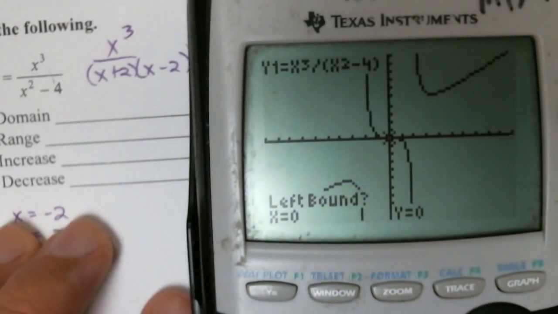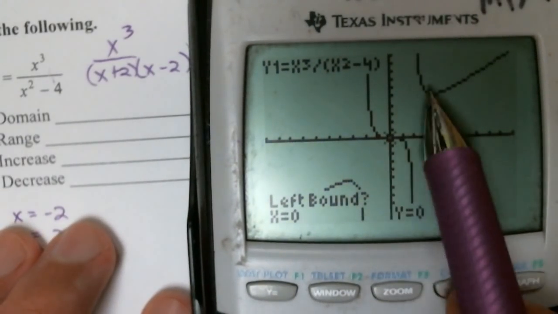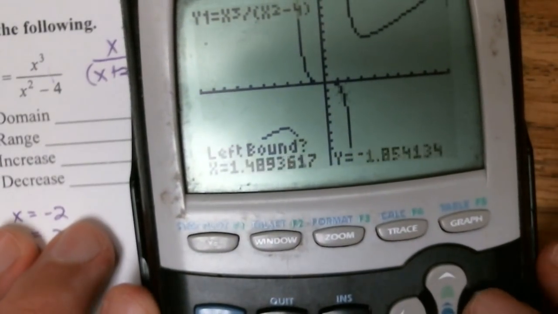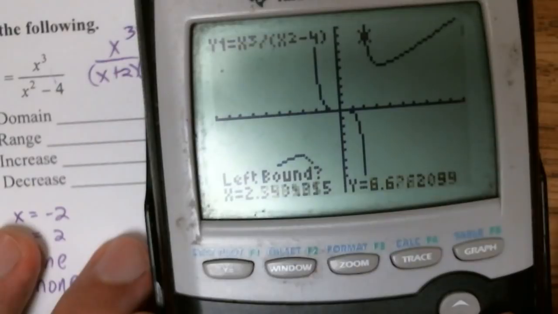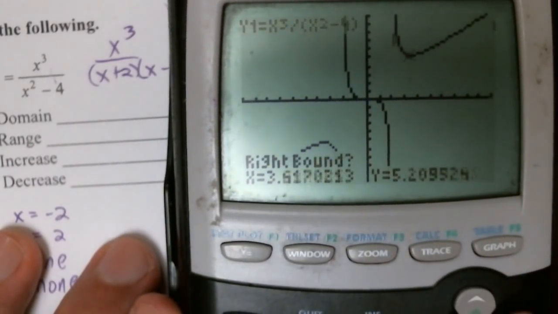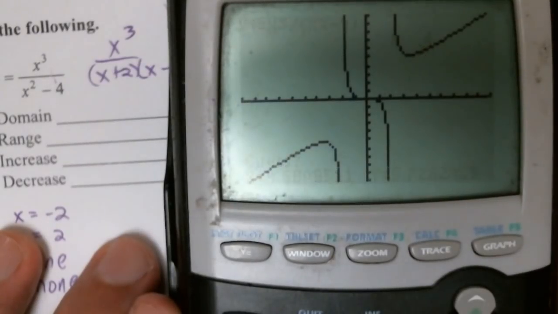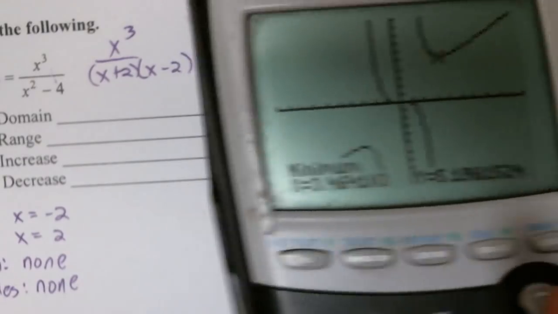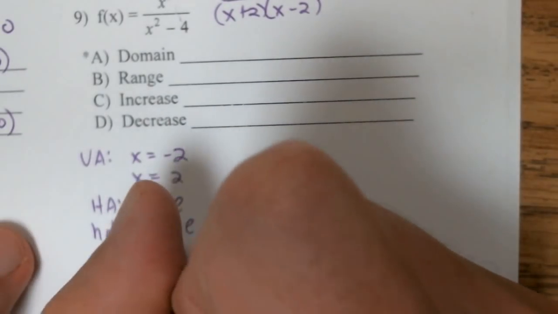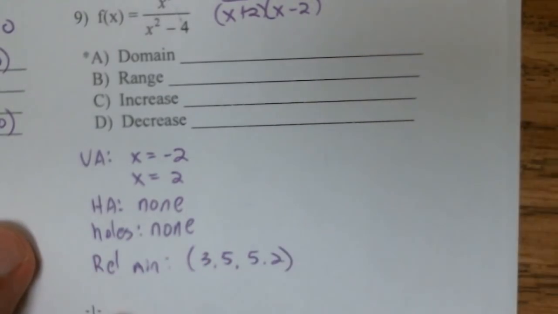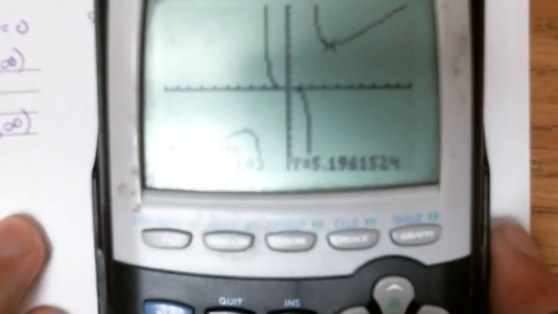It doesn't matter. Okay, so to jump up to this part of the graph, guys, I need to press the over button. Just keep pressing over and move Mr. Spidey down, and he will jump spider webs. There he is. Okay, I'm to the left. Press enter. Move Mr. Spidey to the right. That's good. Press enter. Press enter a third time. So I have a relative min at 3.5, 5.2.